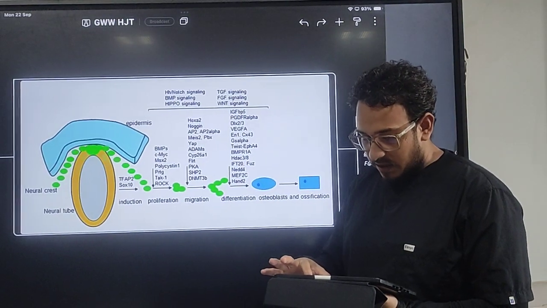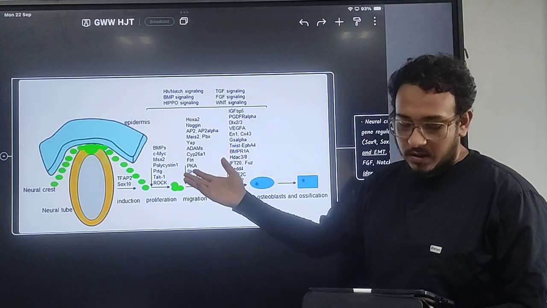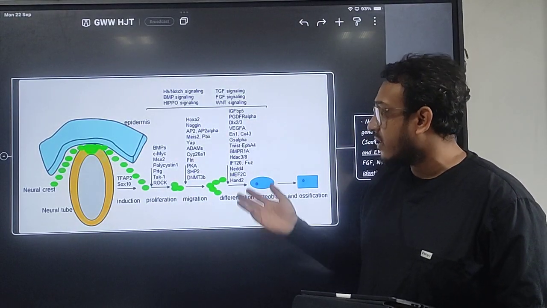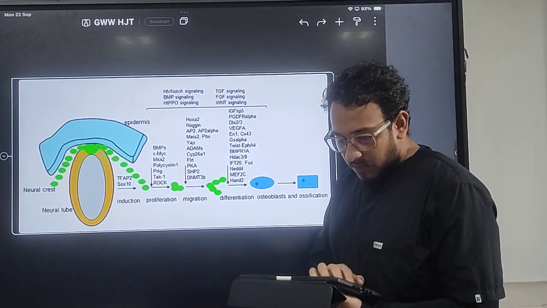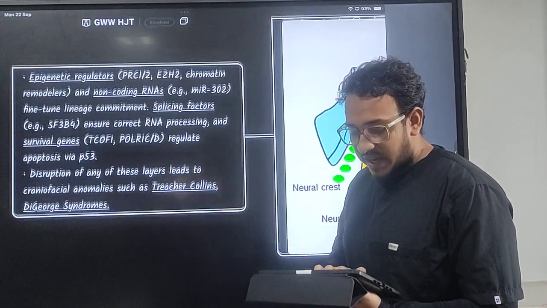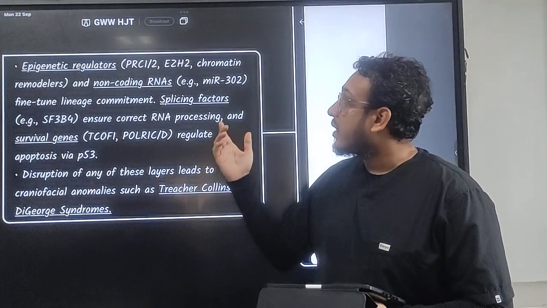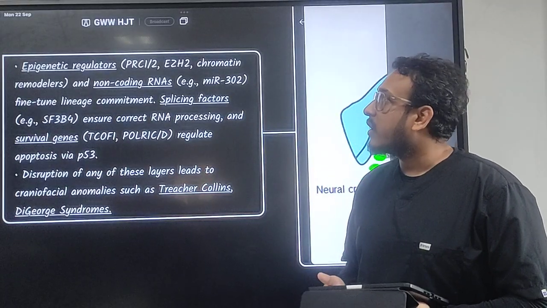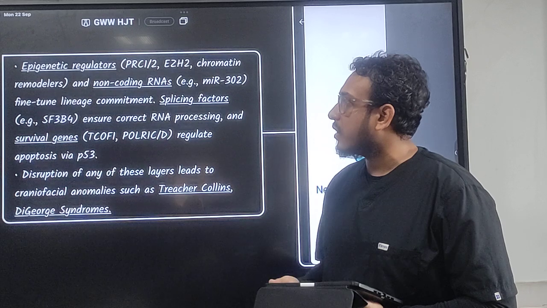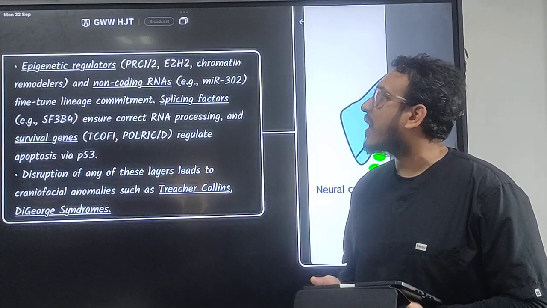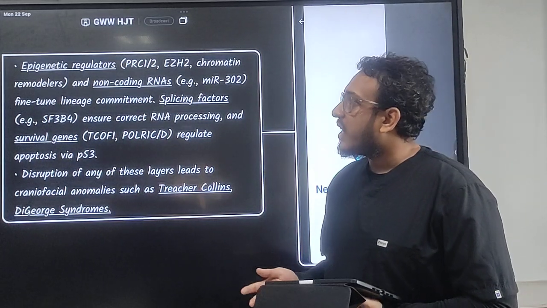Here are the various genes in detail. If you see all these genes, transcription factors, and signaling pathways. And then the epigenetic regulators, such as PRC2, EZH2, chromatin remodelers, and non-coding RNAs such as miR-302, fine-tune lineage commitment.